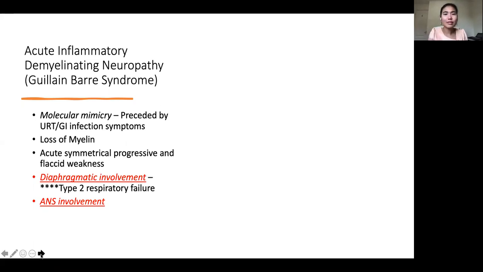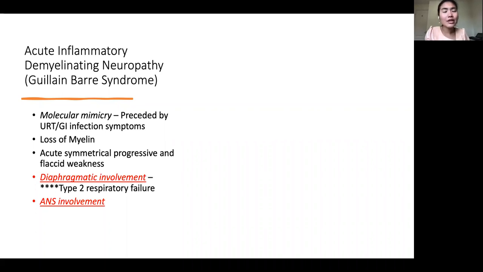Medicine is most of the time about pattern recognition. When you see a patient with acute, progressive, flaccid, or lower motor neuron lesion pattern weakness, you will be thinking about Guillain-Barré syndrome. For those who do not know about this condition, it is an autoimmune condition, which means your body's immune system tries to attack its own antigen.